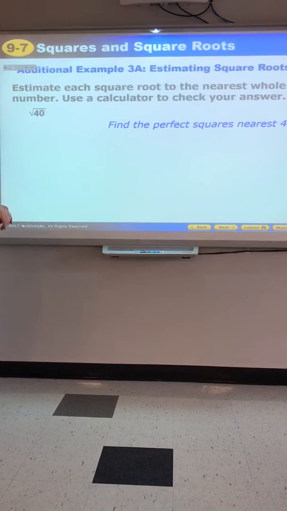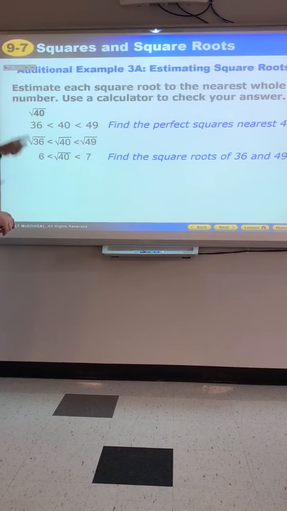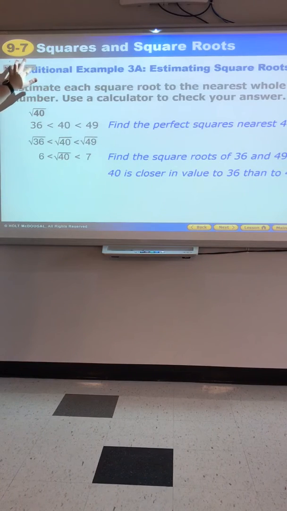All right, find the perfect squares nearest to 40. 36 and 49. Okay? When we do that, we take the square root of each. We see that the square root of 36 is 6, and the square root of 49 is 7. We still don't know 40, so we're going to make an estimation. All right? The square root of 40 is around 6.